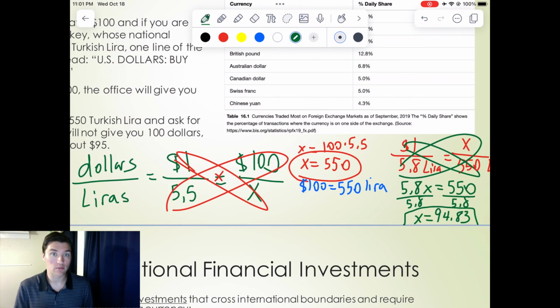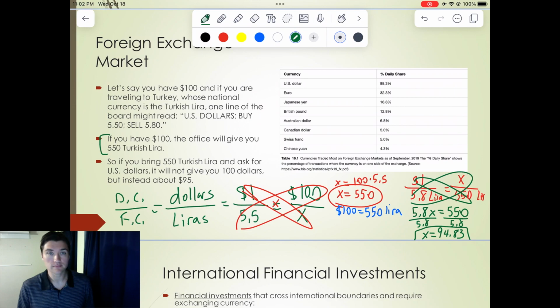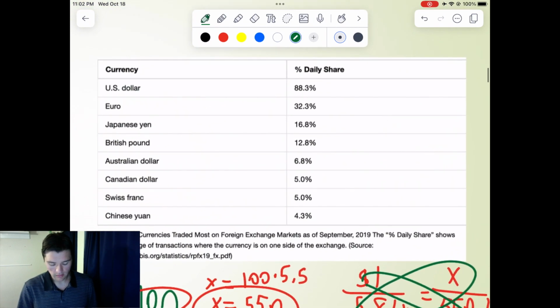So that's how the foreign exchange works. I bring in dollars. I'm trying to buy lira. I could bring in lira to get dollars. And so that's how the foreign exchange works. Currently, if you were to look at most of the currencies in the world, the currency traded most on the foreign exchange market, in terms of a daily share, the US dollar is definitely traded the most. 88.3% of all the currencies in the world, every day, the dollar is traded the most. Okay?